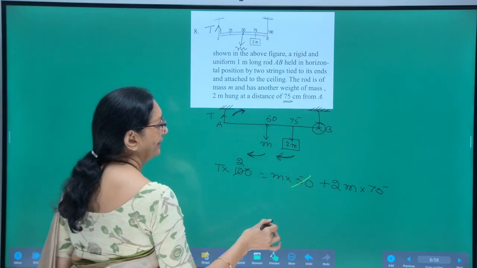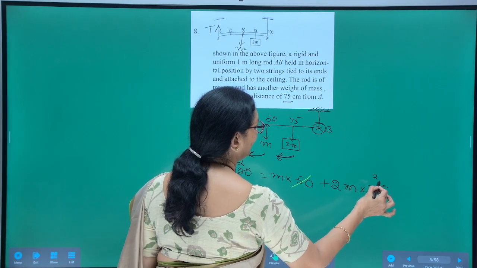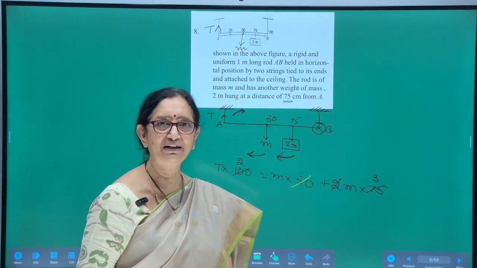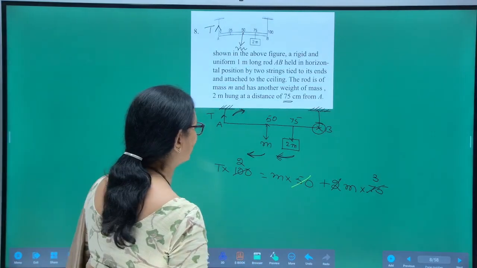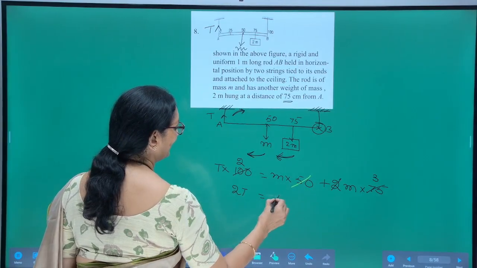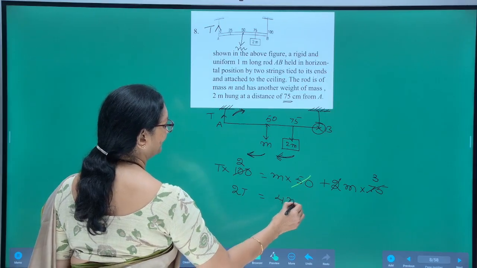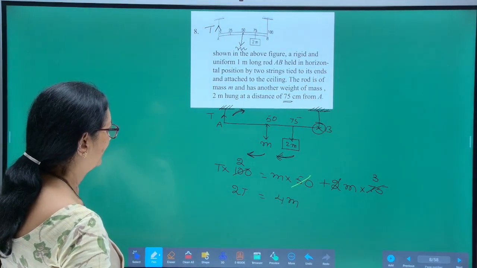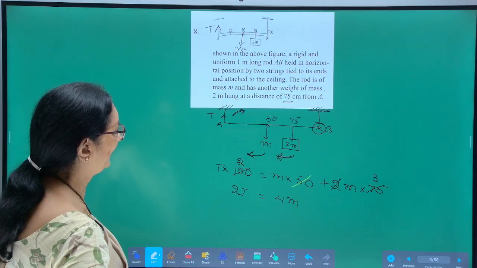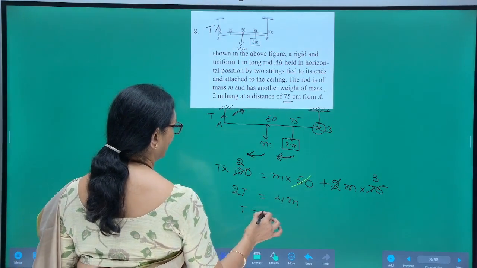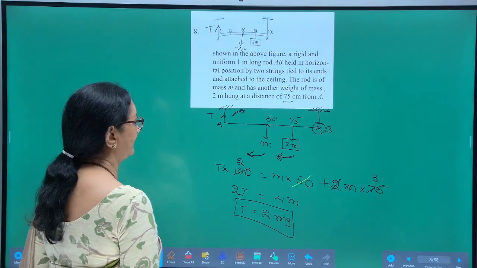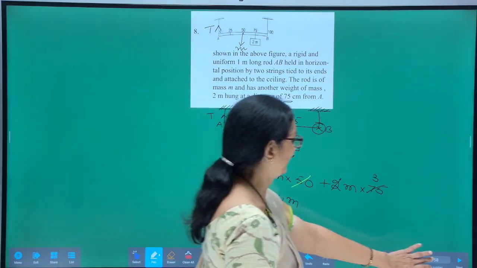So, here 75, 25. Actually 2 75s are 150. In 150, 50 gets cancelled 3 times. So, 2T is equal to m plus 3m, that is 4m. Is it correct? So, 2T is equal to 4m, okay. So, T is equal to 2m. That is the tension, or if you express it in terms of weight, 2mg.